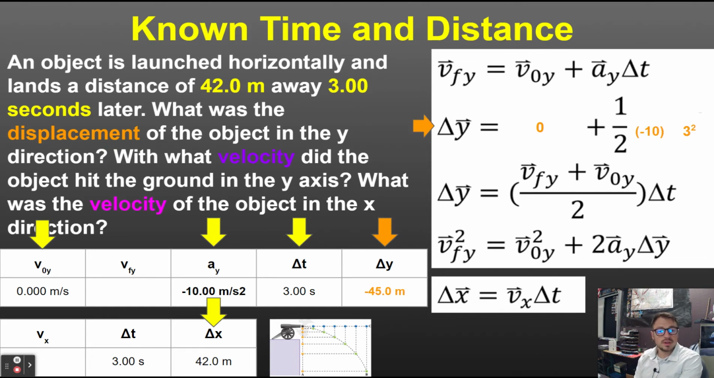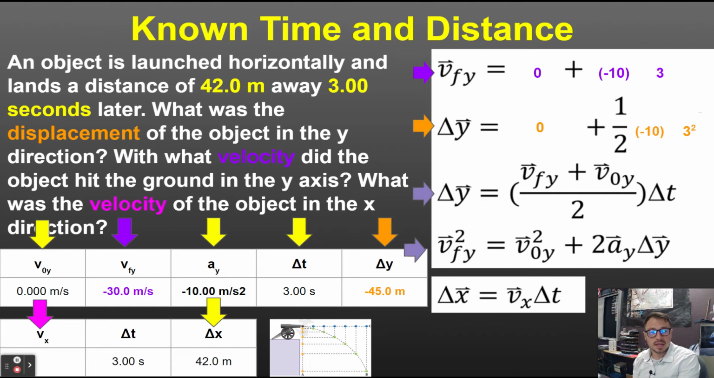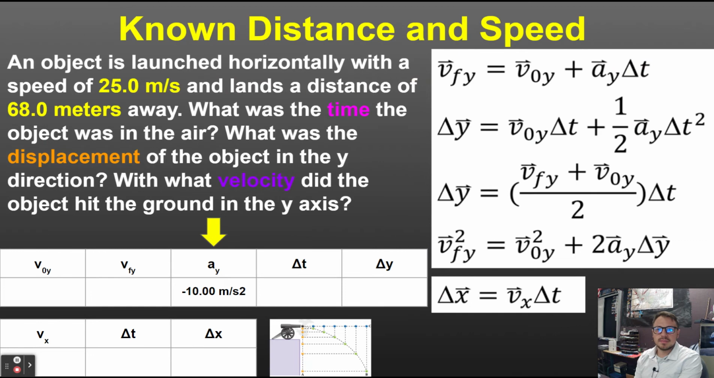So it fell down 45 meters, so negative 45 meters. That's the displacement. I can solve for the velocity. I'm going to use that top equation, negative 30 meters per second. Last thing I can do is I'm going to solve, well, what velocity? How fast was it going when it traveled? So I just plug everything into that equation, just 42 divided by 3. All right, so known distance and speed.